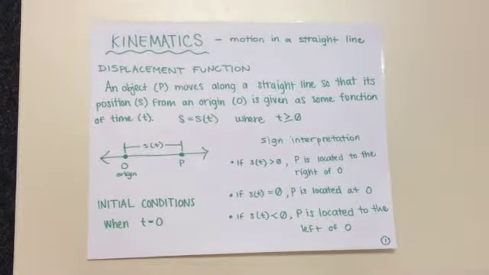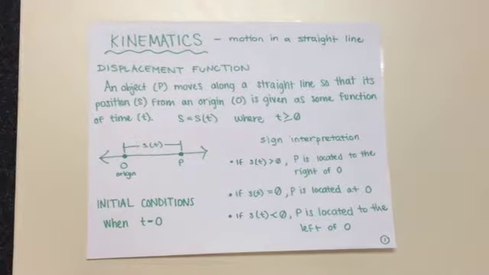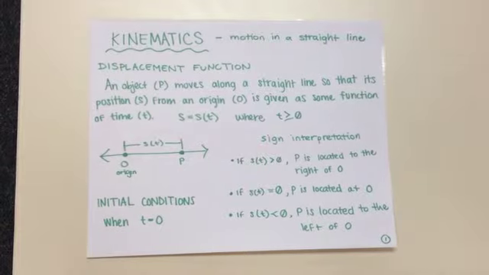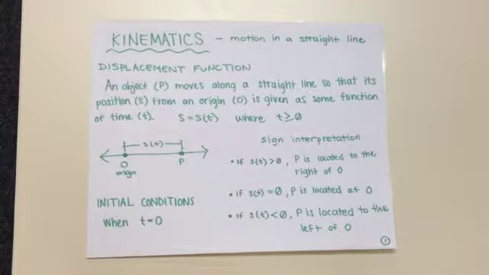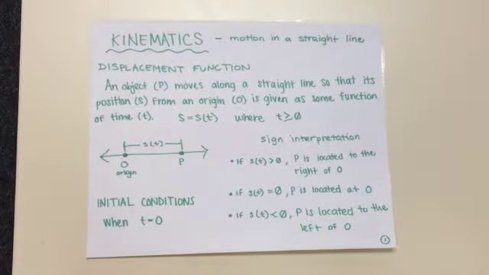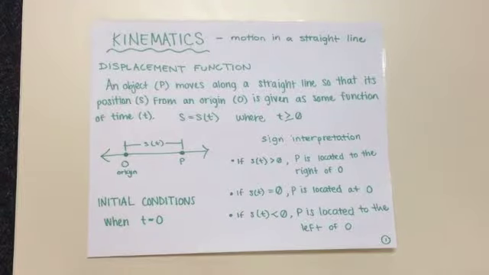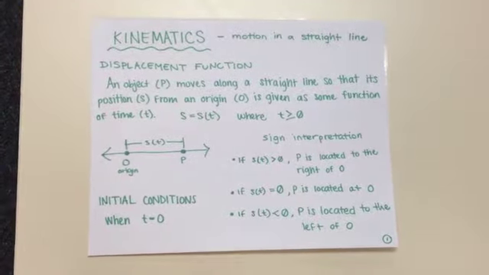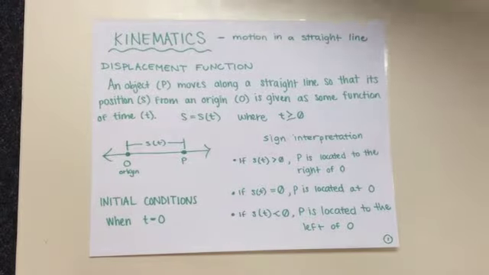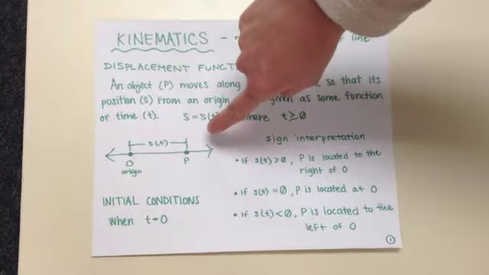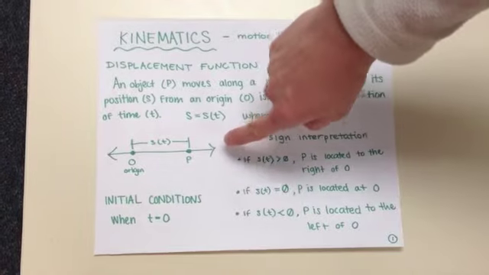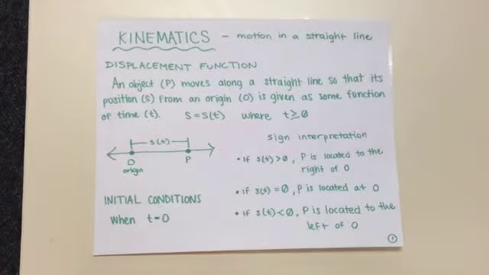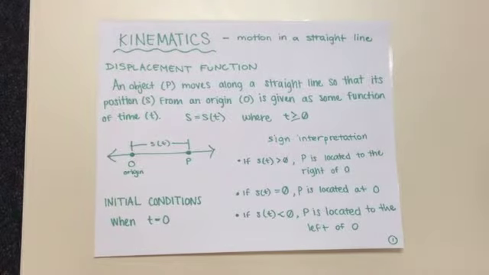An object P moves along a straight line so that its position S from an origin O is given as some function of time t. S is equal to S of t, where t is greater than 0. This is the diagram that you will use when writing a displacement function so that you know how far the object is from the origin.